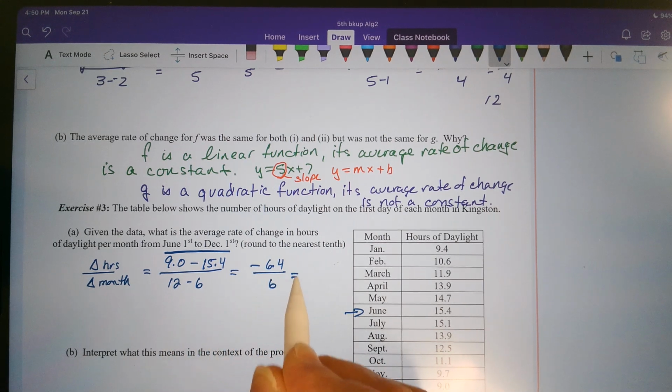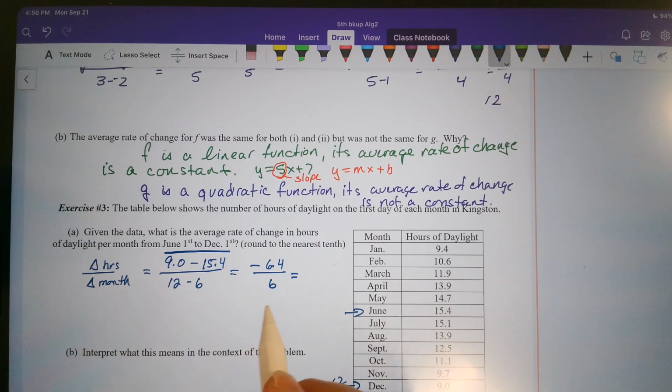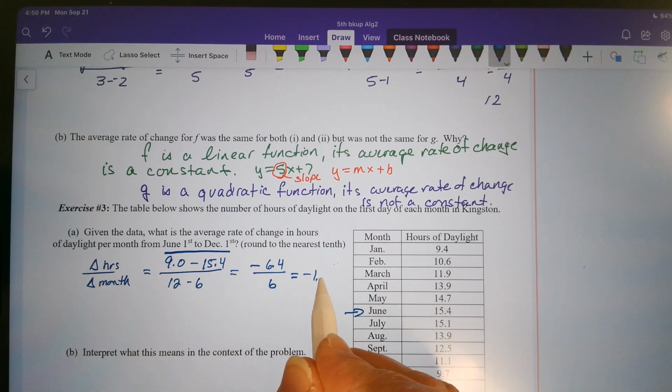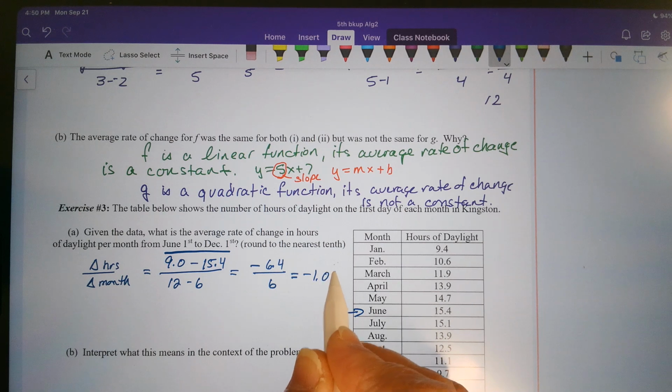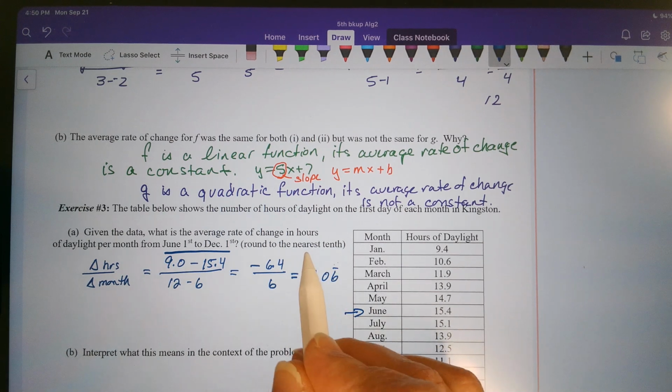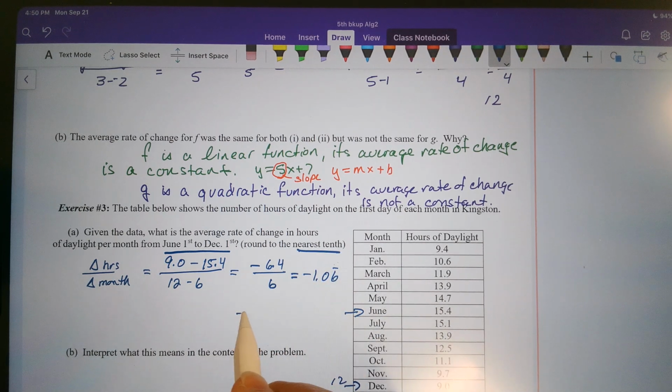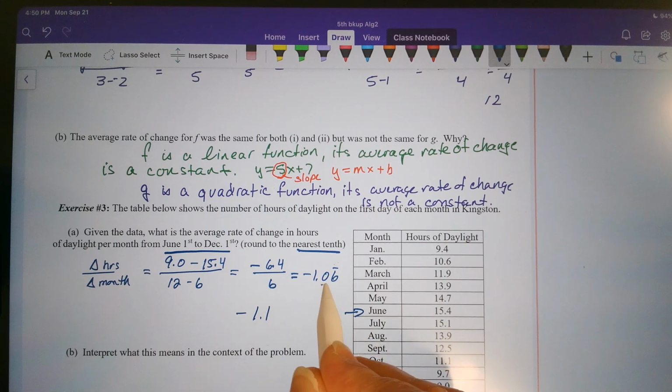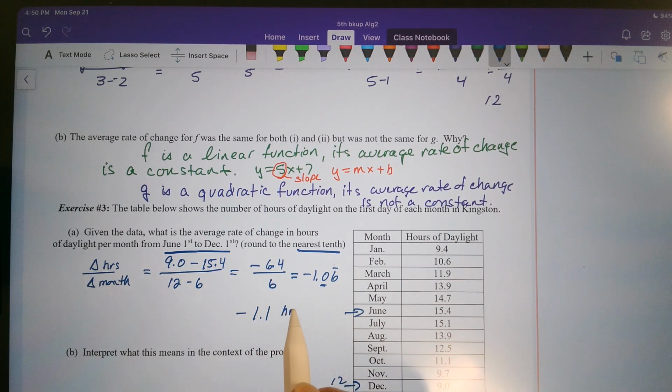divided by 6 is negative 1.06 repeating, and we want to round this to the nearest tenth. So that's negative 1.1, right? The zero's in the tenth place, so we look to the right. 5 or larger, we round up. So negative 1.1 hours per month is our answer.